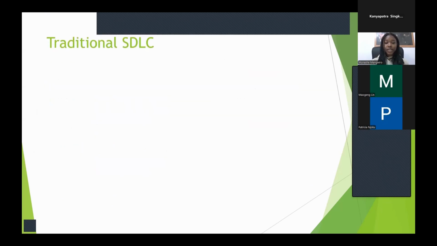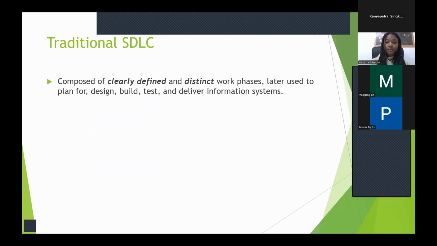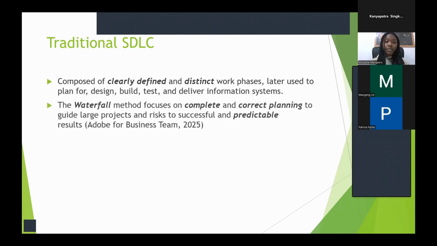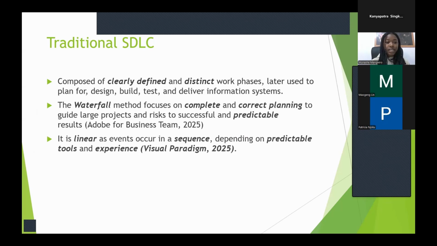Moving to traditional SDLC. Traditional SDLC is composed of clearly defined and distinct work phases, later used to plan for design, build, test, and deliver information systems. The waterfall method focuses on complete and correct planning to guide large projects and risks to successful and predictable results. It is linear, as events occur in a sequence, depending on predictable tools and experience.